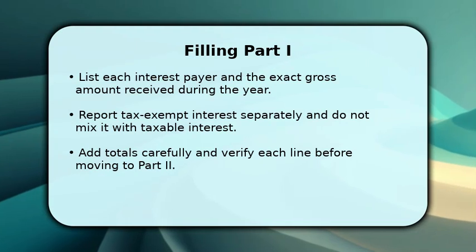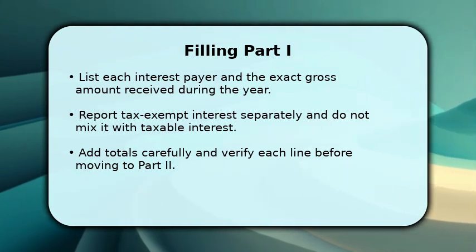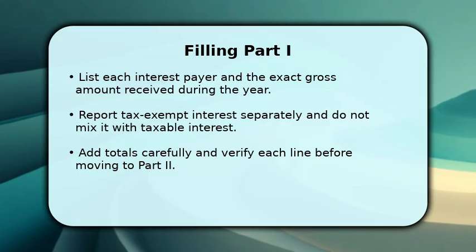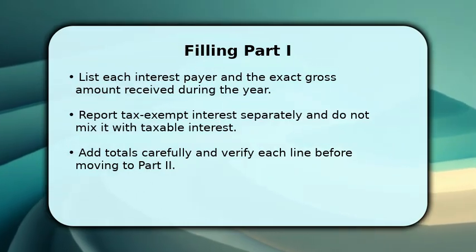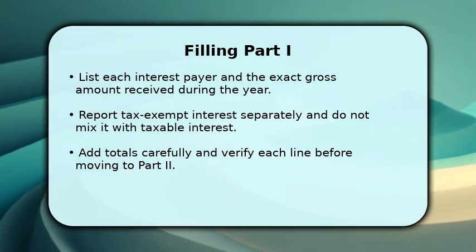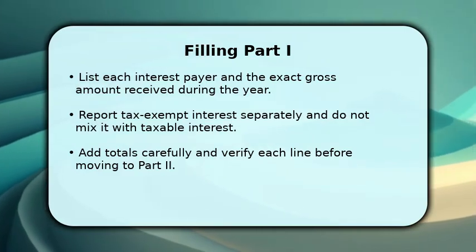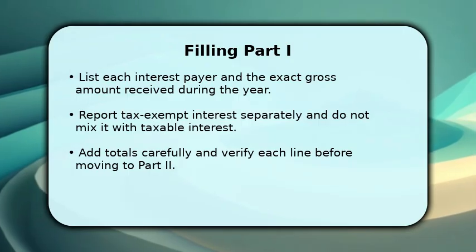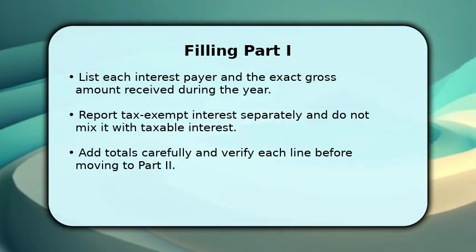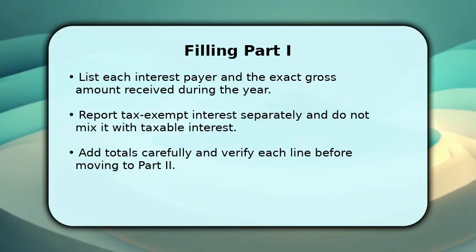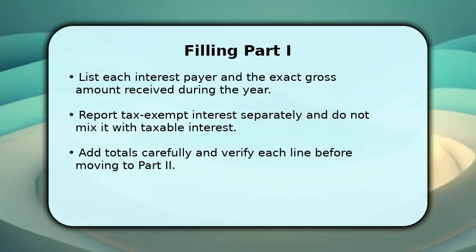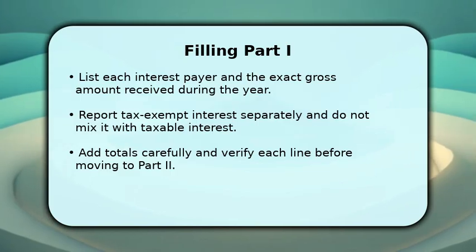Start Part I by listing every interest payer and entering the gross amount from each 1099 INT. Include taxable interest only in the taxable columns and record tax-exempt interest in its designated spot. Keep a running total as you go and cross-check each entry against your statements. If a payer sent corrected forms, use the corrected amounts. Confirm totals match your records before proceeding to the dividend section.